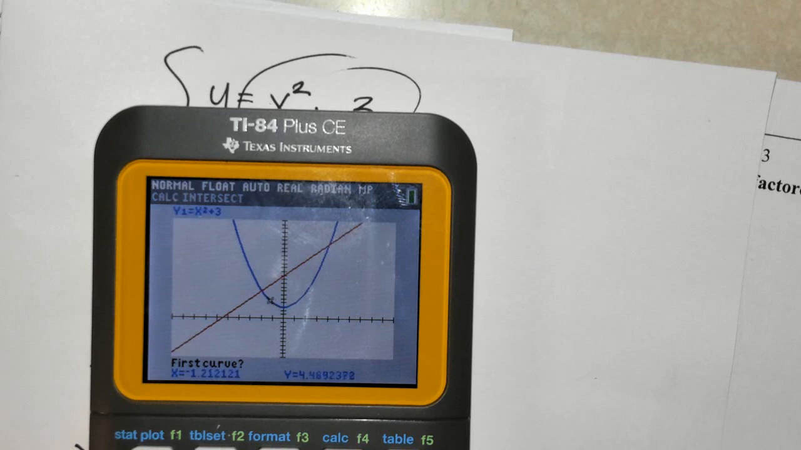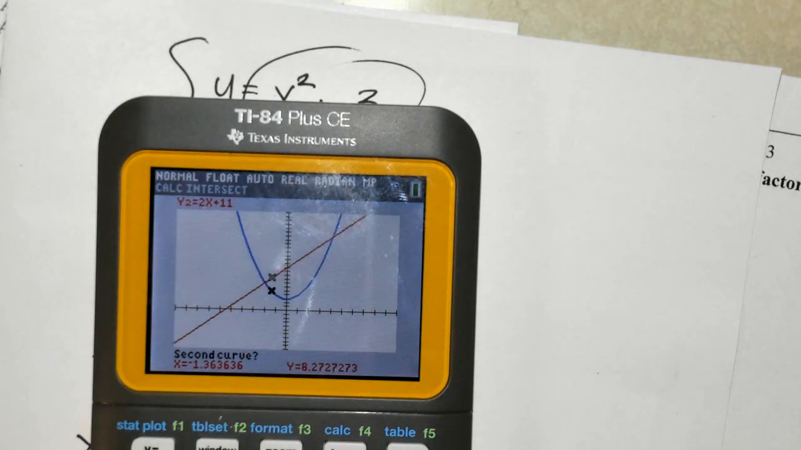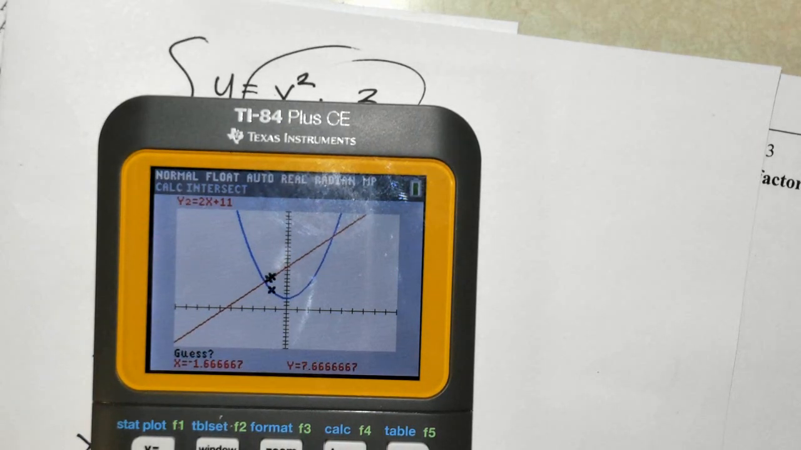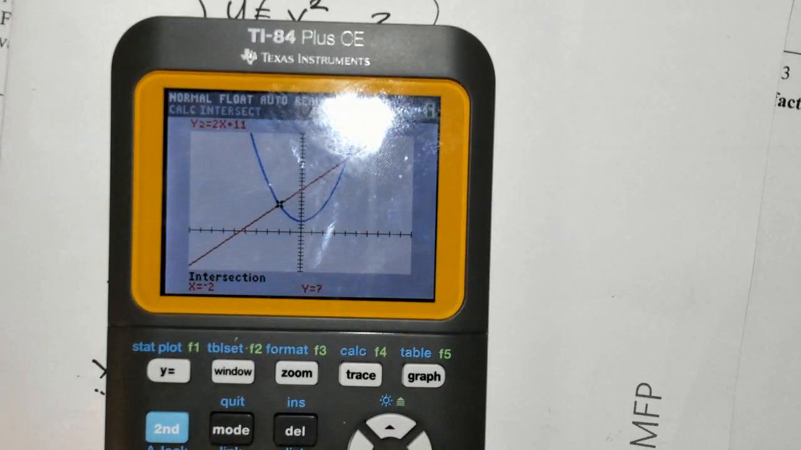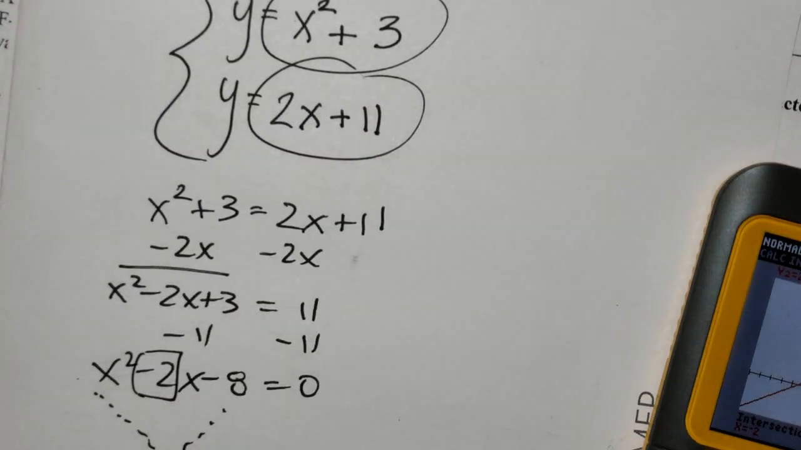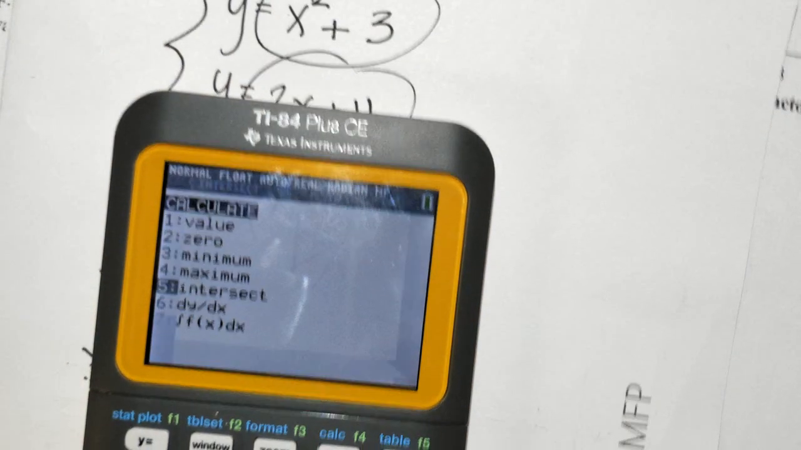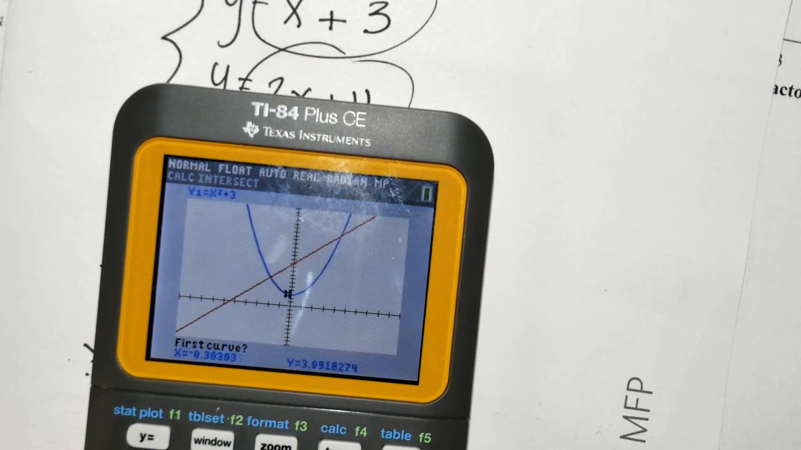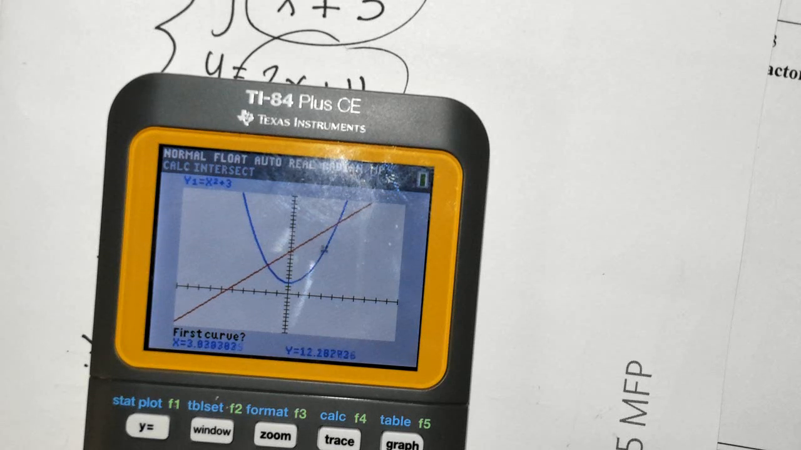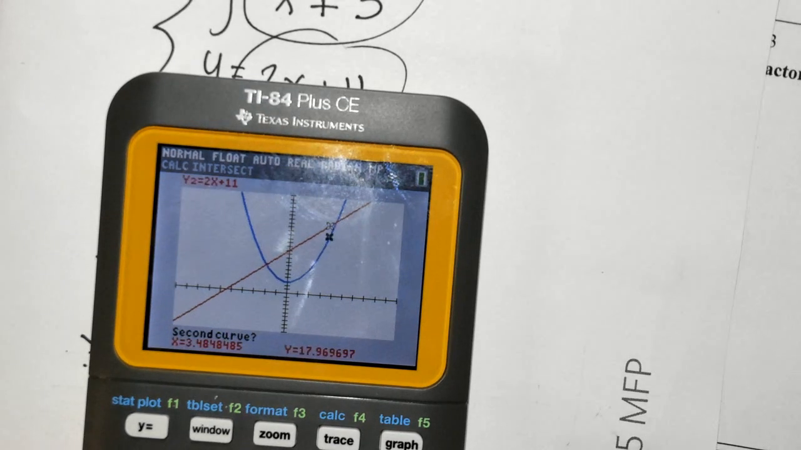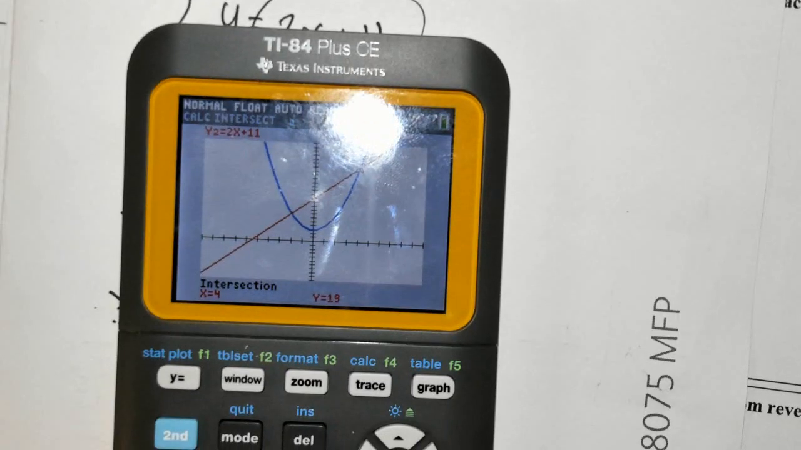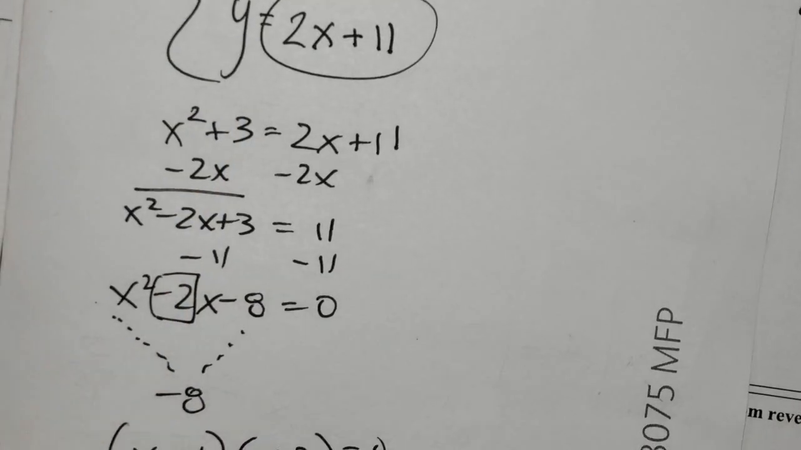Okay, so at this point, I'm going to do second trace intersect. I'm going to start on the left, somewhere close to the intersection point, enter. Enter again, and over the top, -2, 7. Okay, that was one of my answers. Second trace intersect. Enter. Enter again, and over the top. And 4, 19, that was my other point.